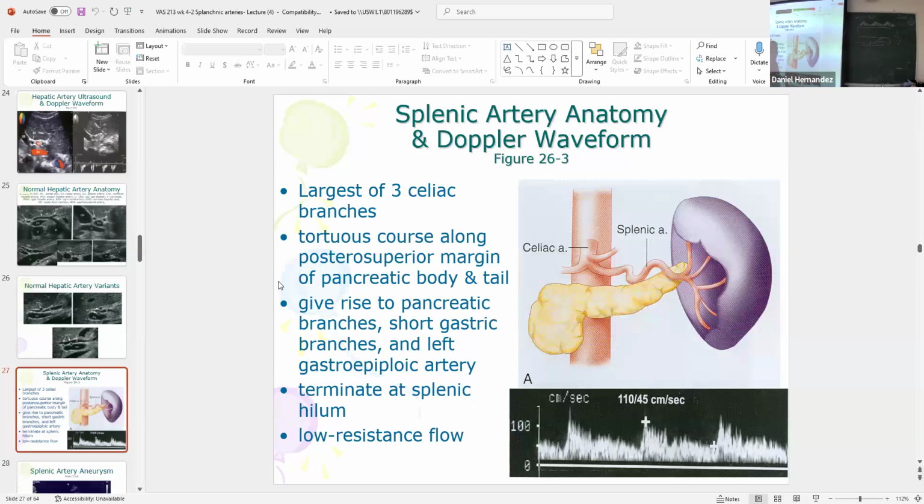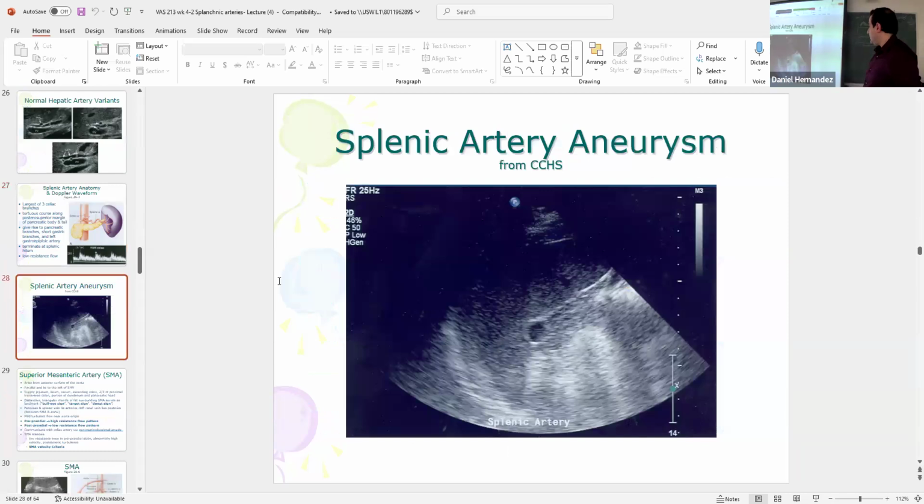This one again should also have a nice, low resistant flow pattern. Nice monophasic waveform with diastolic flow. So this was demonstrating the spleen, sagittal. Got the vessels coming in there at the splenic hilum.